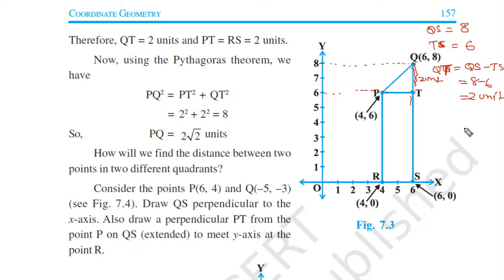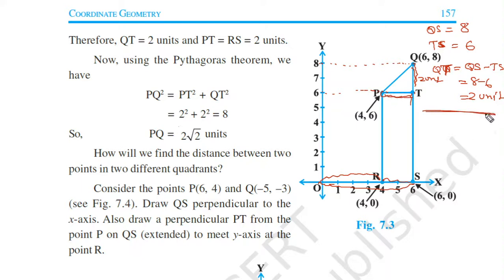Similarly, we will find the length of PT. Let's see. To get PT, first we have to find the length of OS, this length. Then we will find the length of OR. Then we will subtract them. Then we will get RS. And RS is equal to PT.